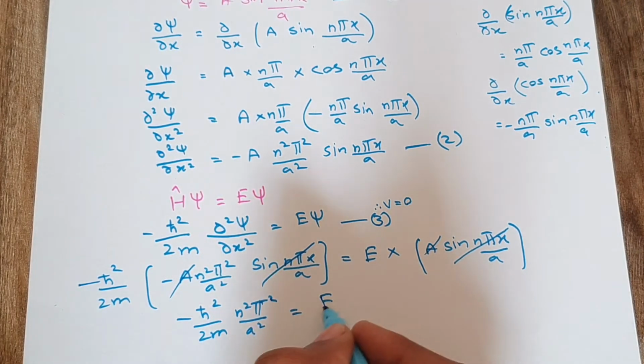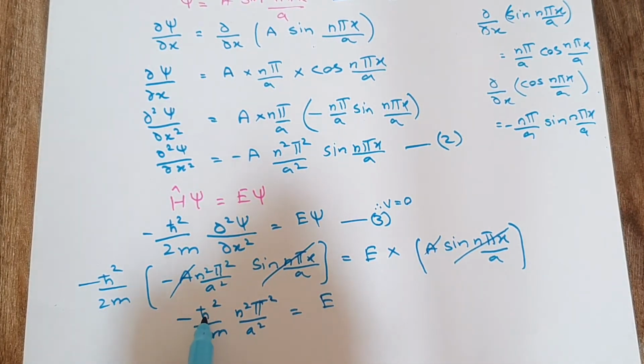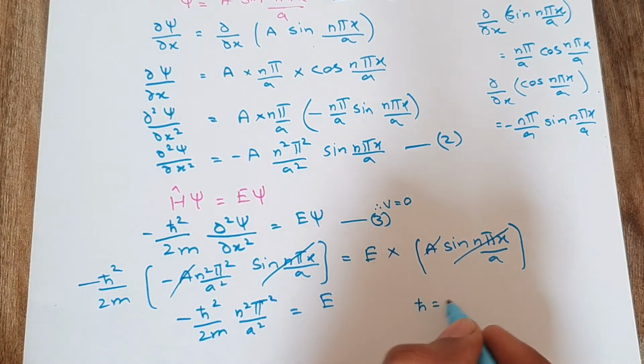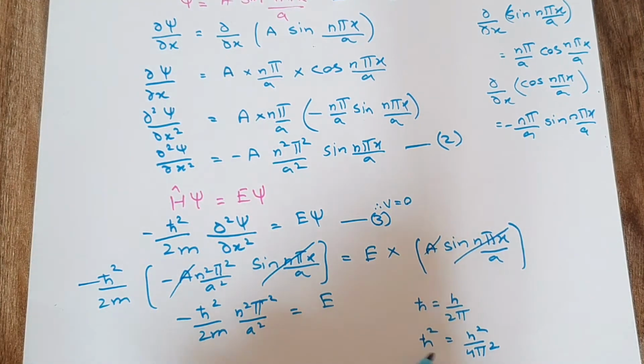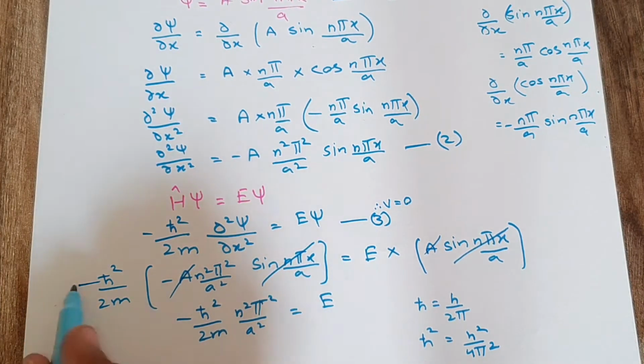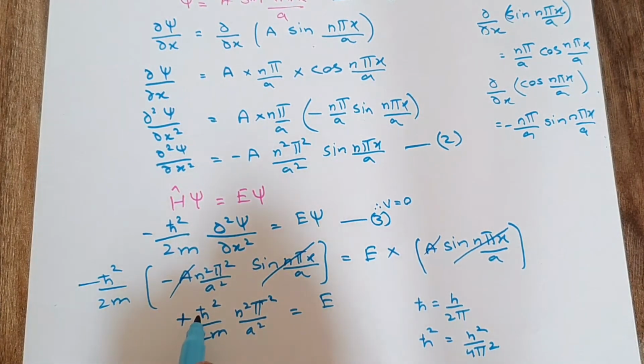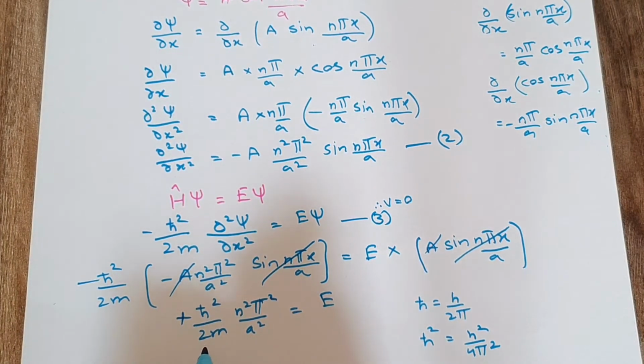is equal to E. If I plug in the value of h cut square, h cut has a value of h over 2 pi. So h cut square will have a value of h square over 4 pi square. So I'm just going to plug in the value of h cut square here. And since this minus minus was consumed, this becomes positive, so minus h cut square over 2m.